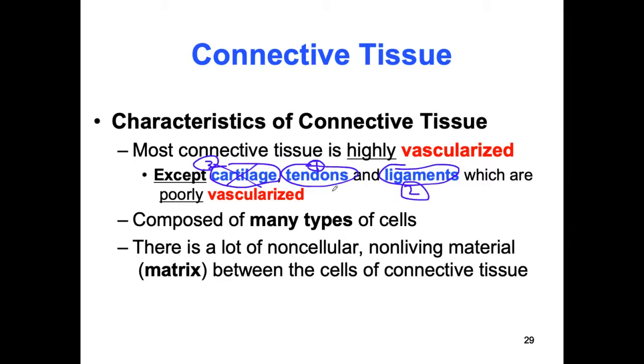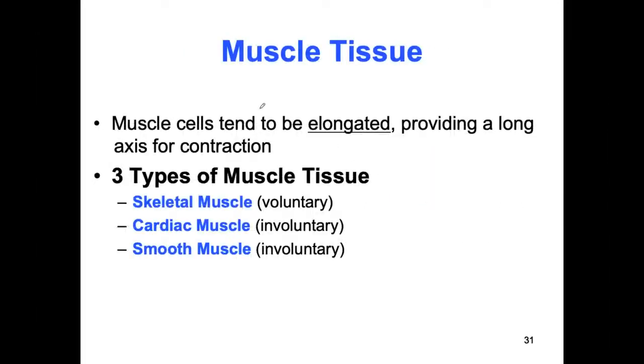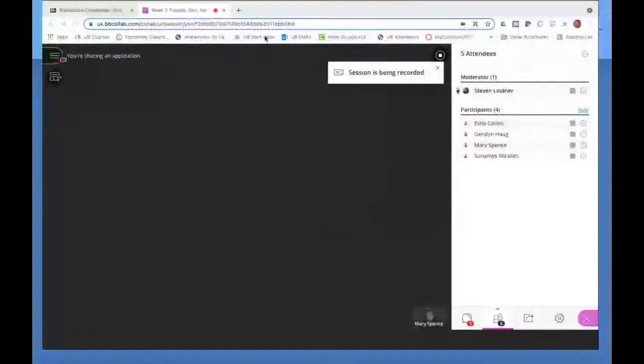Okay, so remember, connective tissue has lots of non-cellular, non-living material. That's called the ECM, the extracellular matrix, and those are found between the cells of connective tissue. Good place to end it. When we come back, we'll continue with the third type of tissue called muscle tissue.